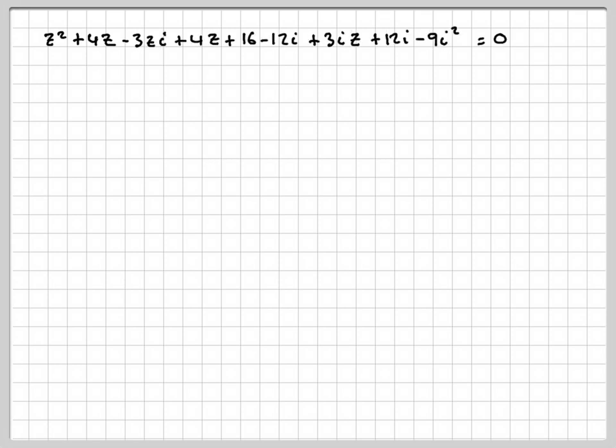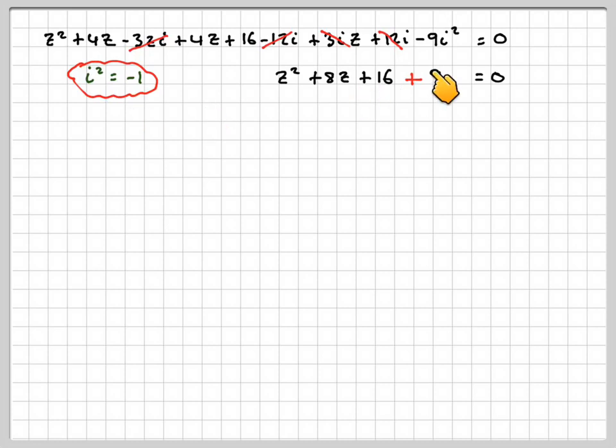Now it might look horrendous, but a lot of things will actually now cancel out. So we've got z squared, and then we've got 4z plus 4z, so that makes 8z. Now, minus 3zi and plus 3zi cancel out, and then minus 12i and plus 12i cancel out. So we get left with 16 minus 9i squared. Now, because i squared is equal to minus 1, times minus 9 makes plus 9. Right, and then we've got z squared plus 8z, 16 plus 9 is plus 25, is equal to 0.